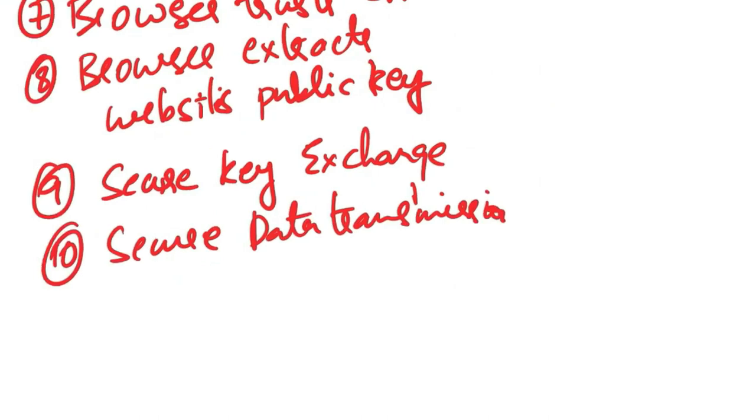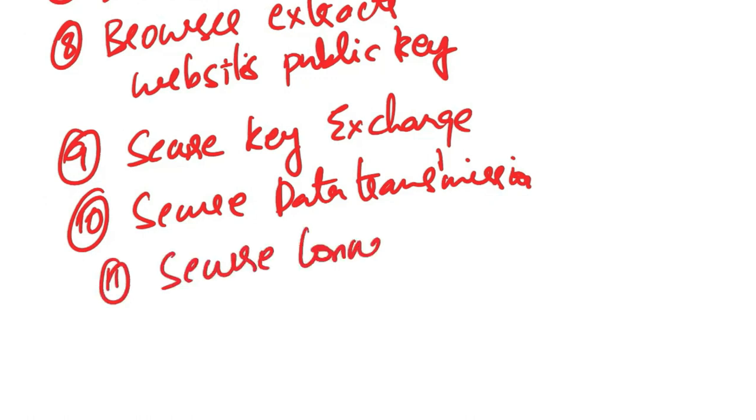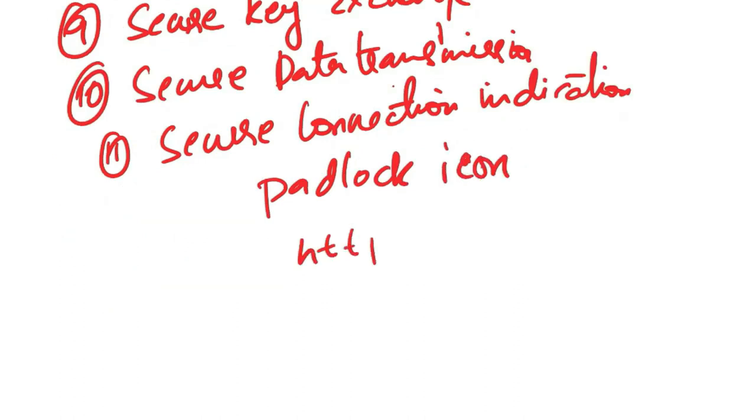With the encryption key in place, data transmitted between the browser and the web server is encrypted, ensuring the confidentiality and integrity of the data. Next is secure connection indication. The browser displays a padlock icon or similar visual indicator in the address bar along with the HTTPS indicating that the connection is secure. You must have seen this lock key in the address bar or observe it next time when you visit an HTTPS website.